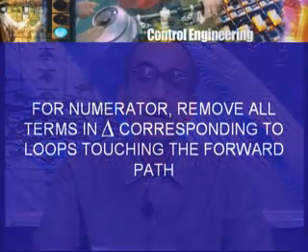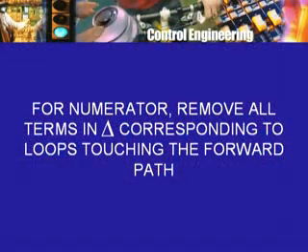In this case, this delta was simply 1 minus loop gain, but it could be 1 minus sum of all loop gains plus sum of products of 2 non-touching loop gains minus sum of products of 3 non-touching loop gains, etc., going on till as many as you can get non-touching loops. That is the denominator part, and the numerator part is obtained a little easily.